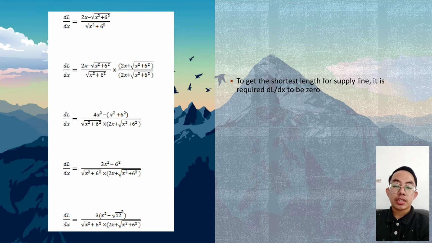Next, dL over dx equals 4x squared minus x squared plus 6 squared over square root of x squared plus 6 squared multiplied by 2x plus square root of x squared plus 6 squared. Next, dL over dx equals 3x squared minus 6 squared over square root of x squared plus 6 squared multiplied by 2x plus square root of x squared plus 6 squared. And the answer, dL over dx equals 3x squared minus 12 squared over square root of x squared plus 6 squared multiplied by 2x plus square root of x squared plus 6 squared.